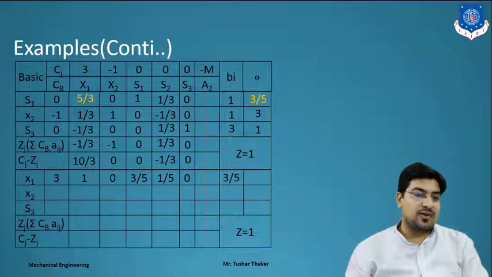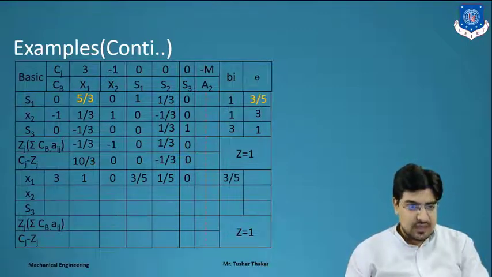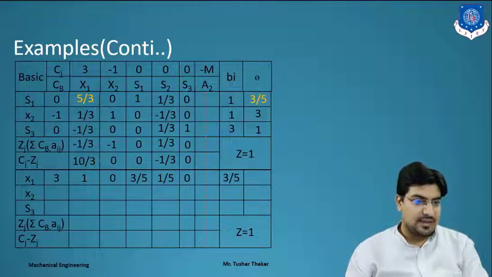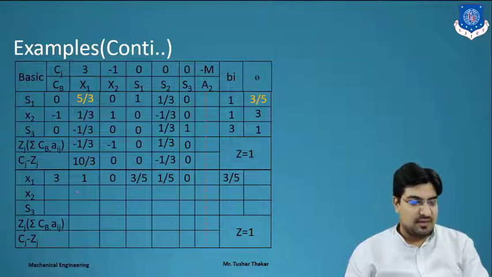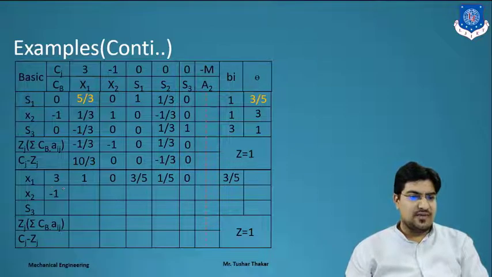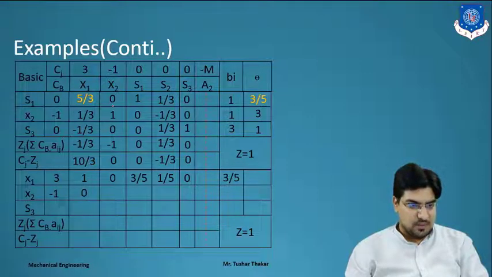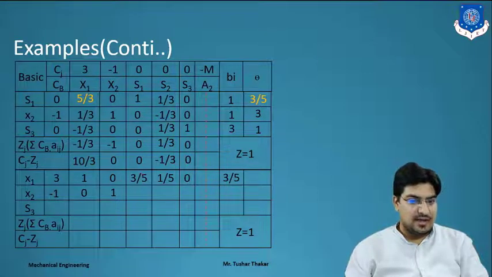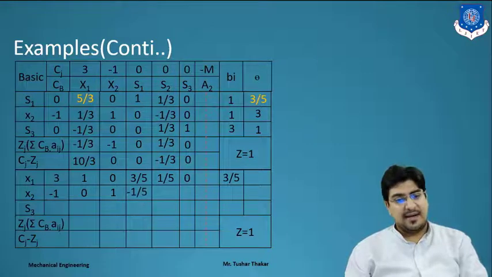For the X2 row, what we have to do: old X2 row values minus new X1 row values. So for 0, we have to multiply by 1 by 3 over here and then subtract from them. So here minus 1 is the coefficient of X2. So 1 by 3 we multiply over here, then 1 by 3 minus 1 by 3 is 0, 0 into 0, right? 1 minus 0, that is 1. Here we have to multiply by 1 by 3, we can get 1 by 5. Then 0 minus 1 by 5, we can get minus 1 by 5.